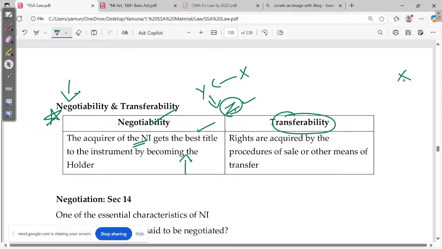What transaction happened between X and Y, buyer and seller? This person is the seller. With the executed contract, payment later, ownership transfer. Am I right? Ownership paper transfer, specific transfer. So if the transaction involves specific goods, ownership transfers, payment later. So Y is giving ownership to X. Correct? This is called transferability, because X has acquired the rights. What is transferability? Rights are acquired with the procedures of sale or other means of transfer.